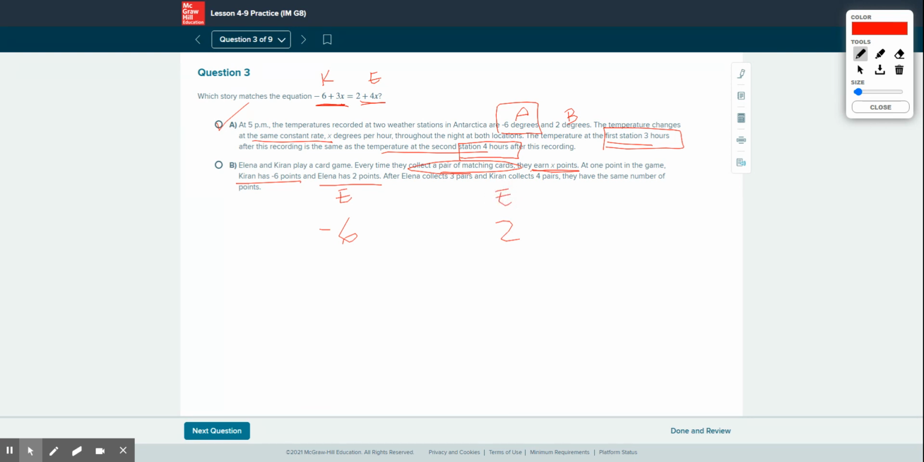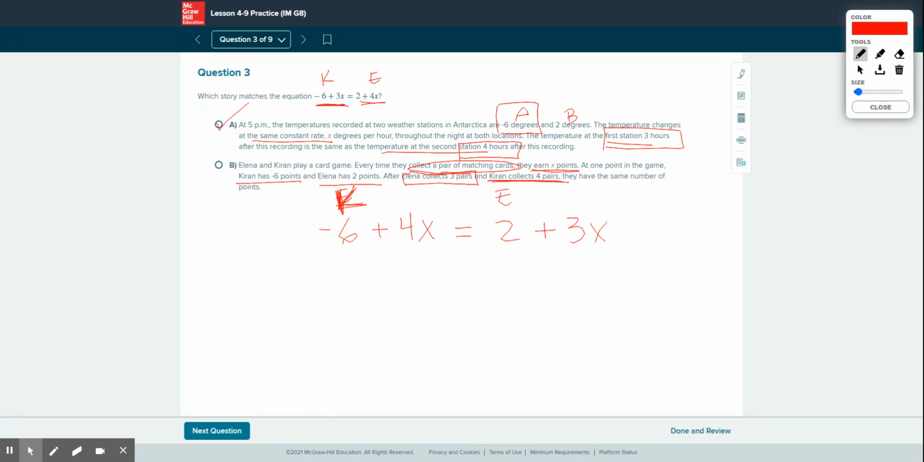After Elena collects 3 pairs, so Elena collected 3 pairs. So she had her 2 points plus 3 pairs. And then Kieran had 4 pairs. They have the same number of points.